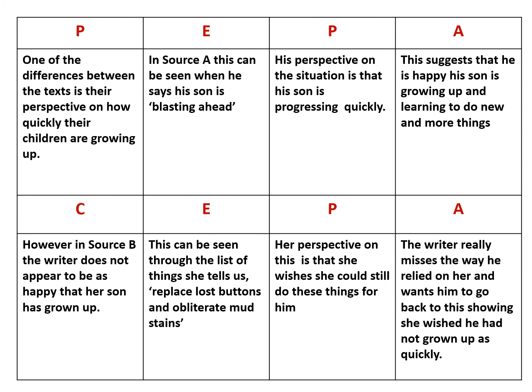So very clearly, I have shown the different perspective. Number 1, he is quite happy about the progress. She is sad about the progress. She wishes he wasn't growing up quickly. He's pleased his son is growing up quickly. So that is one PEPPA, and I would join that all together in one paragraph.